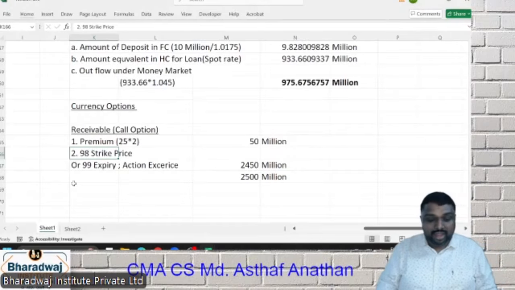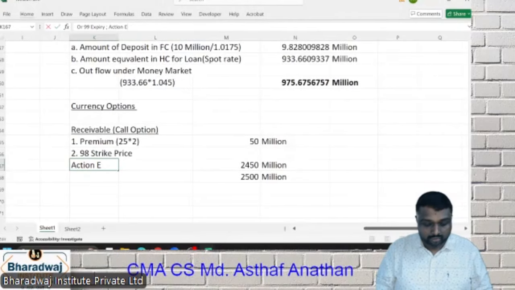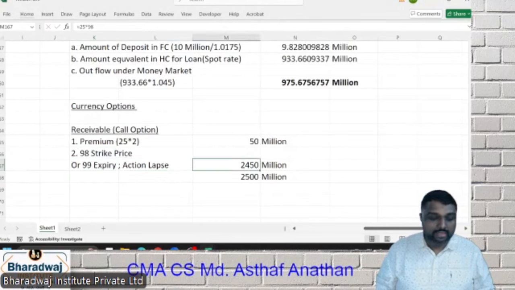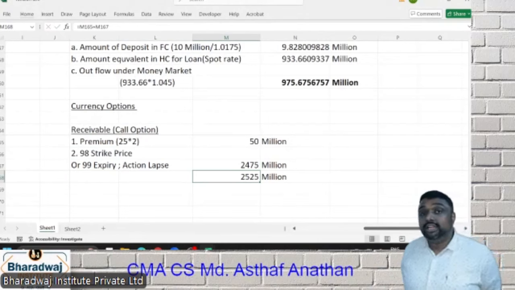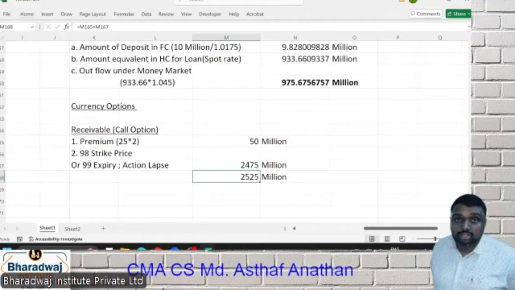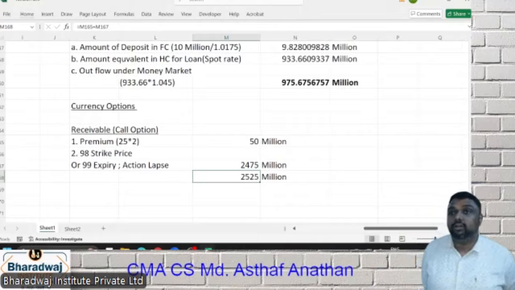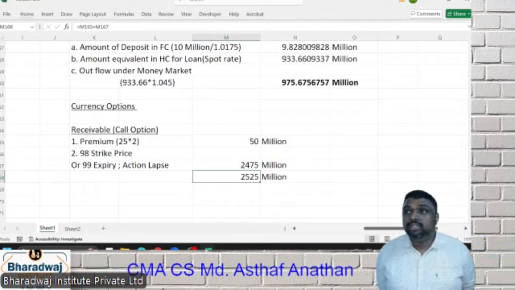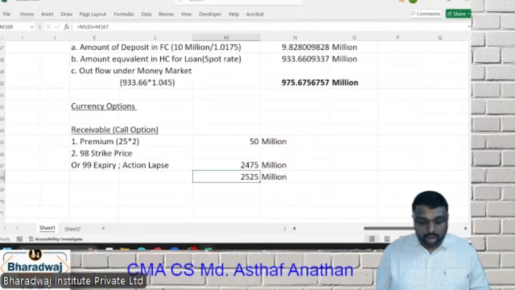So what will happen? The action here will be lapse. So you will get 99 only, that is the answer. So this is the perfect answer. Already I told you this question is technically wrong, so don't look at the suggested answer perspective. The suggested answer is also wrong only. So this is the way we have to solve it perfectly. So this is for the receivable perspective.